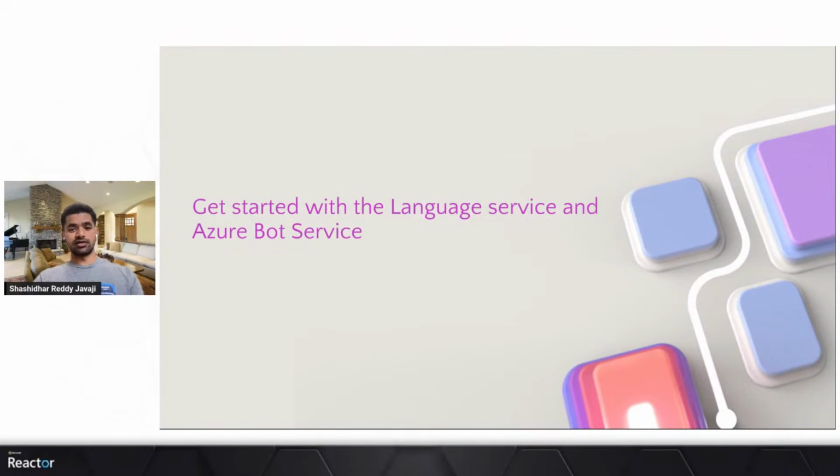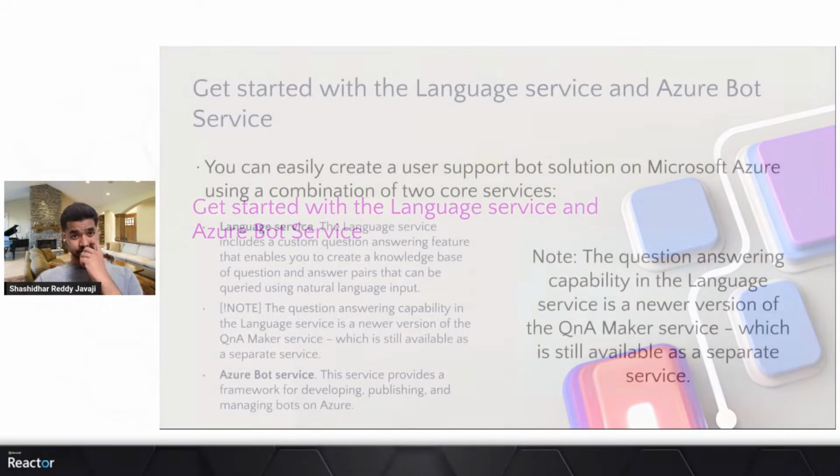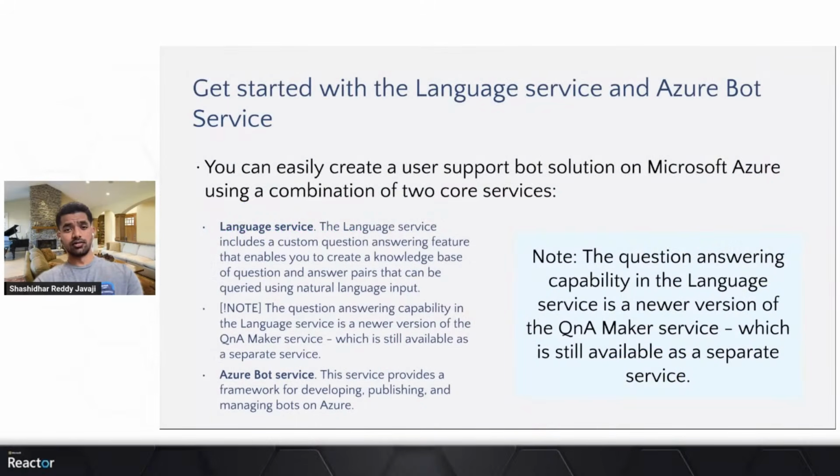Getting started with the language service and Azure Bot Service. You can easily create an Azure support bot solution using a combination of two core services. As we have been discussing, there are two services we'll be using for this. One is the language service, which is available on Azure itself, and the other is the Azure Bot Service, which is used to deploy the bot. So basically, after building the knowledge piece with the language service, you have to deploy the bot so you can use it on a web app.